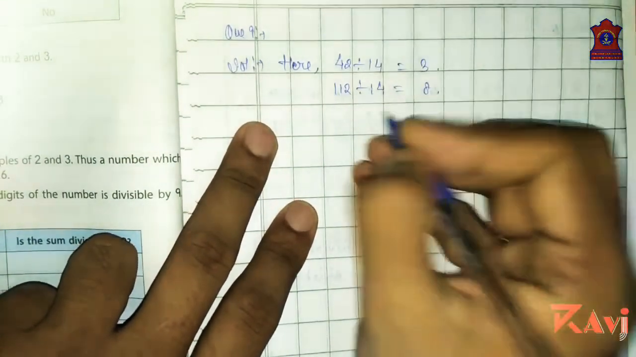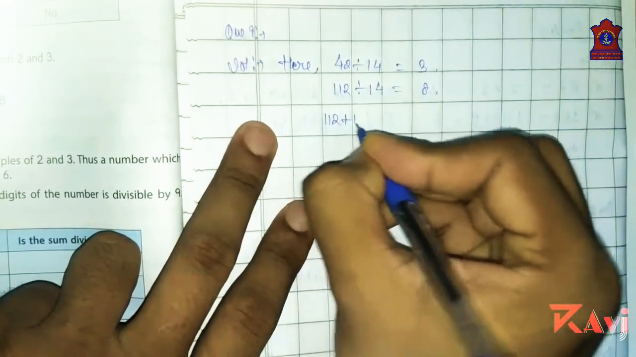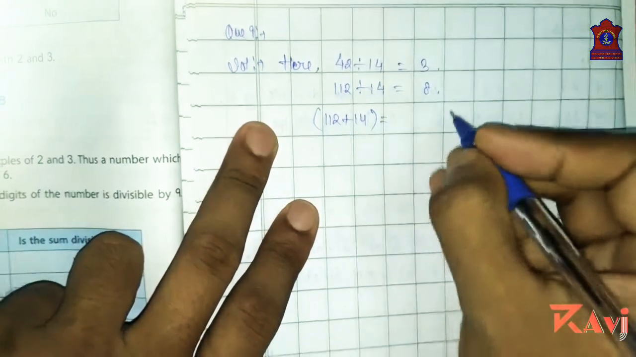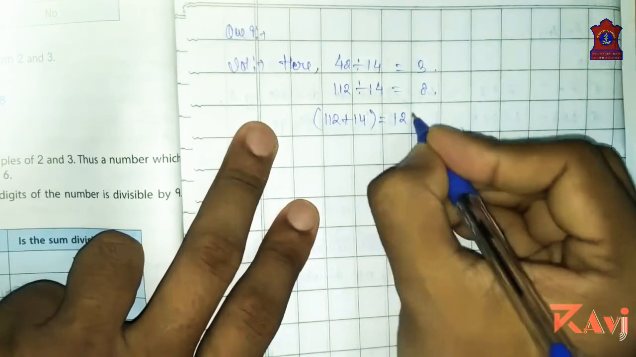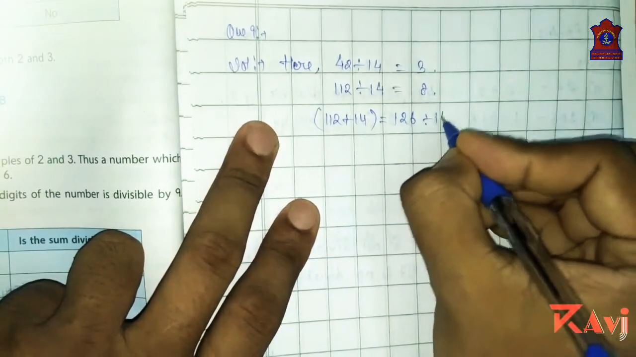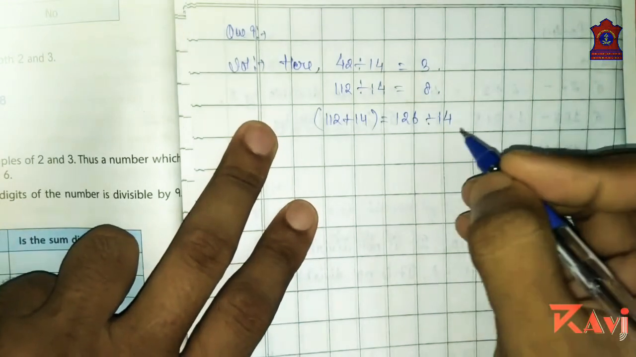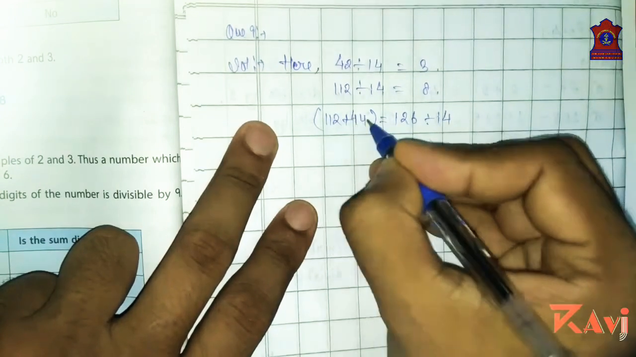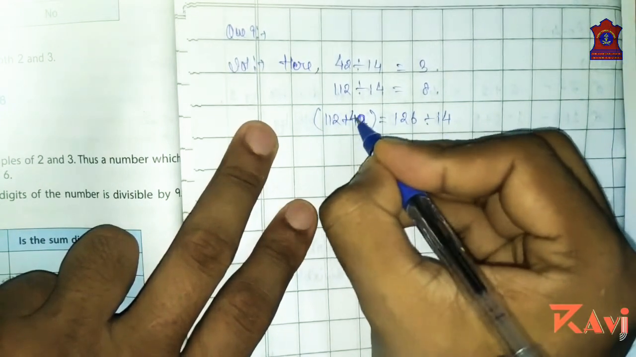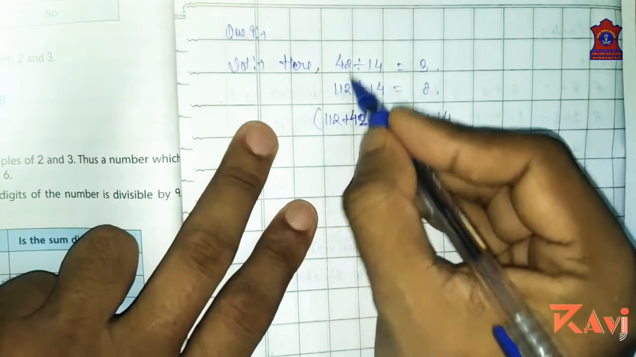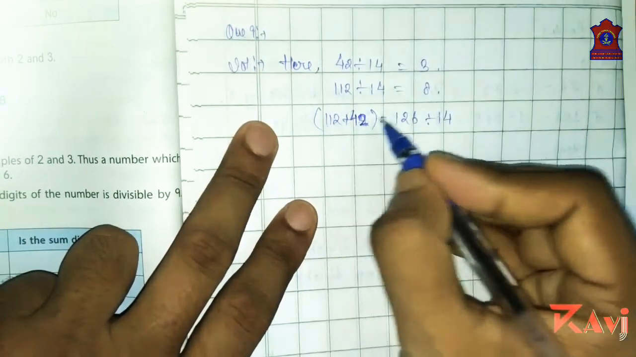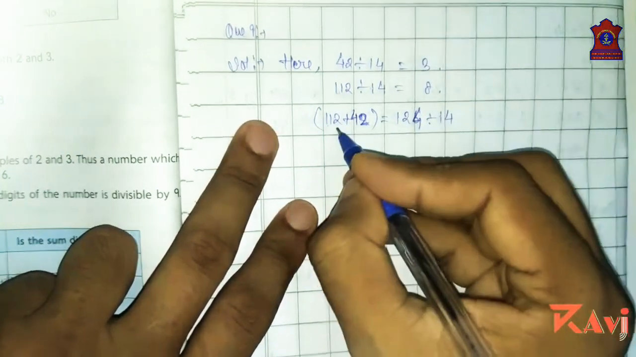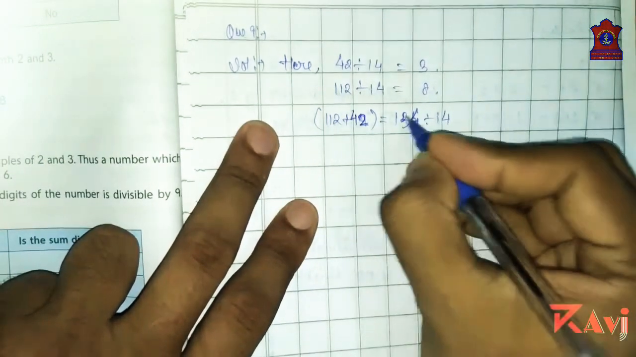Okay, now check 112 plus 42. Sorry, it should be 42, the sum of these two numbers. Okay, 112 plus 42 equals 2 plus 2 is 4, and 4 and 5, 154.